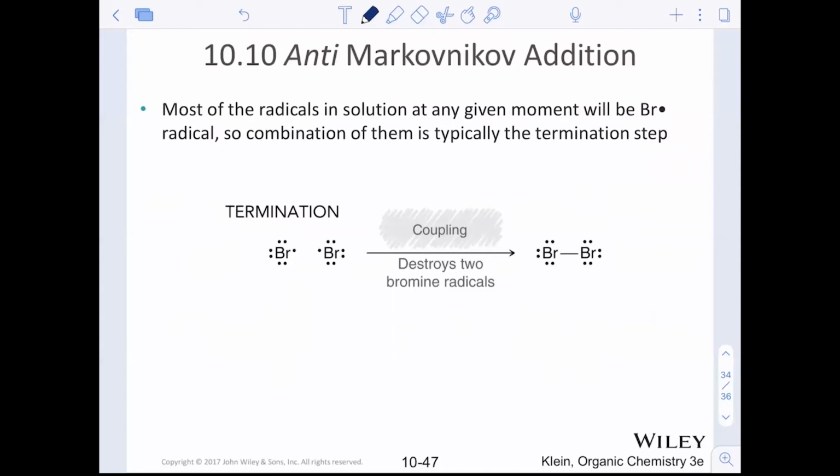Let's just show a termination step, that coupling reaction of the halogens. Again, any 2 radicals that you see will constitute a termination step. The only radical that we have not seen, and I never want you to draw, is a hydrogen radical. Very unstable, most likely never going to form.